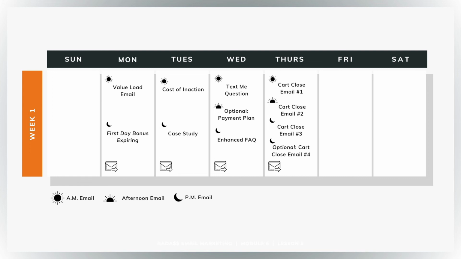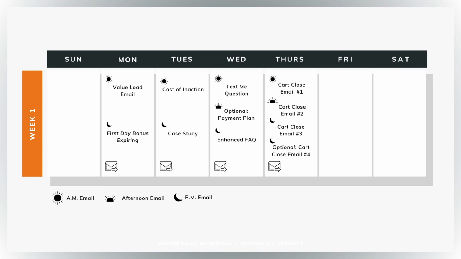And then on cart close day, you're going to have, again, on Thursday, at least 3 cart close emails and potentially a 4th if you want to. So this is the basic structure. Now, again, depending on what you have, if you have live things, if you have other things happening during this period, you're going to add to it. But these are the basic kind of what you're going to build your sequence around.